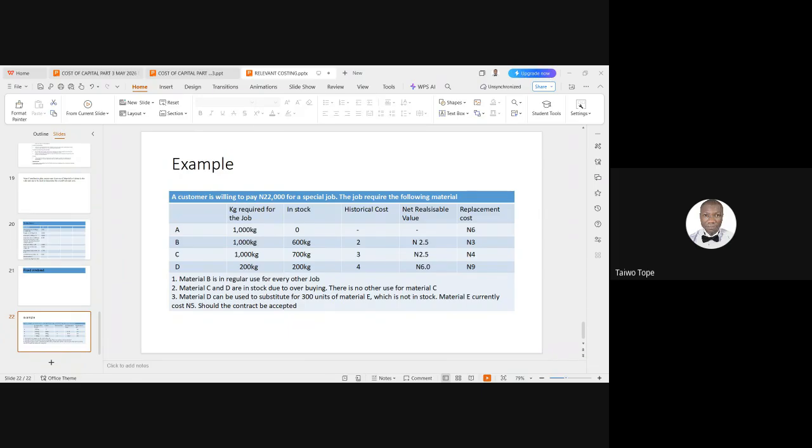And material E is not in stock. Material E currently costs 5 naira. What will happen in this case? In this case, you look at two options. You know, there are two options.